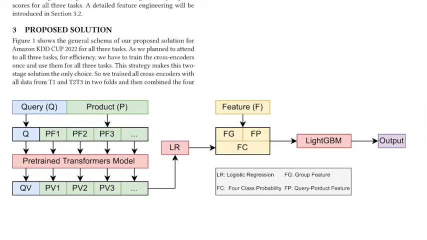This figure shows our proposed solution for this competition. As we plan to attend all 3 tasks, for efficiency, we have to train the cross-encoders once and use them for all 3 tasks. This strategy makes this 2-stage solution the only choice. So we train all cross-encoders with all data from T1 and T2, T3 in 2 folds, and then combine the 4 class probabilities with other essential features, using LightGBM to fuse this information and calibrate the prediction, and finally adopt those results in different tasks.